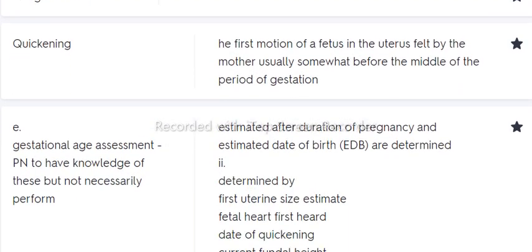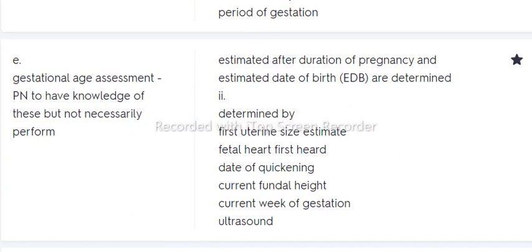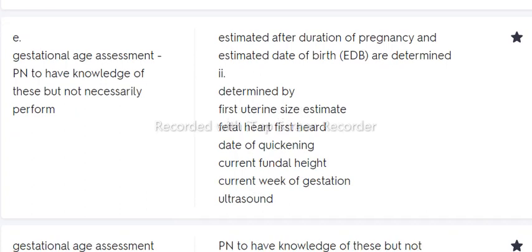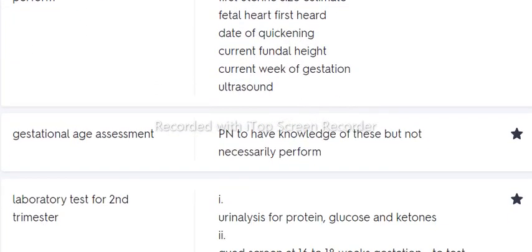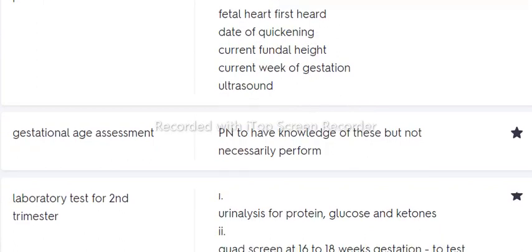Gestational age assessment. PN to have knowledge of these but not necessarily perform. Estimated duration of pregnancy and estimated date of birth are determined by first uterine size estimate, fetal heart first heard, date of quickening, current fundal height, current week of gestation, and ultrasound.